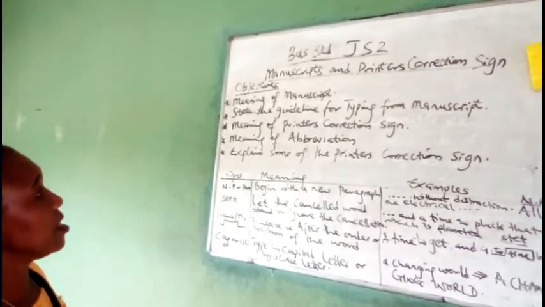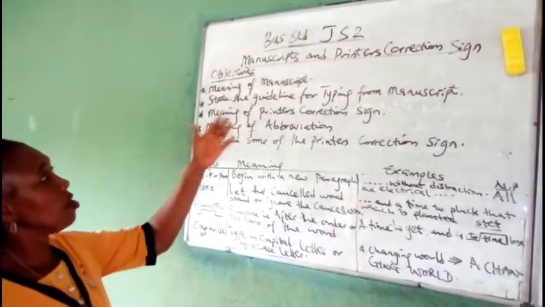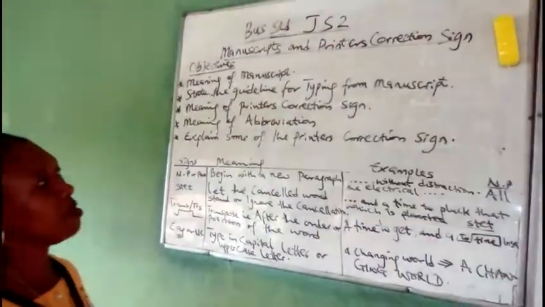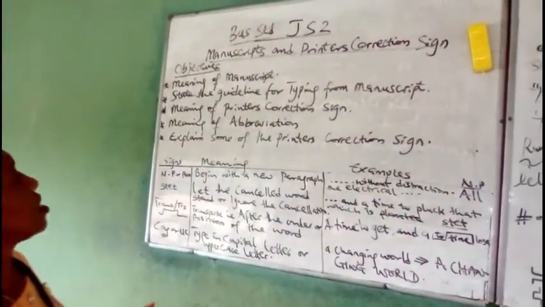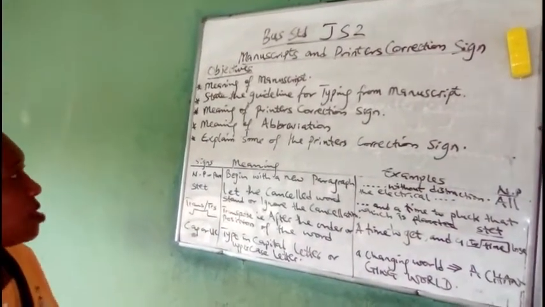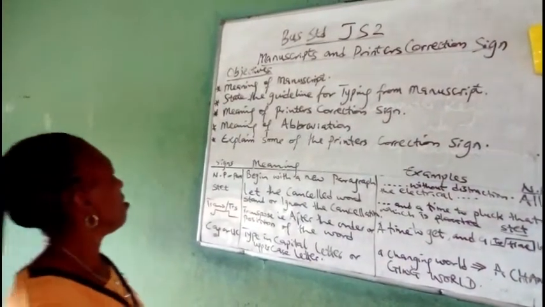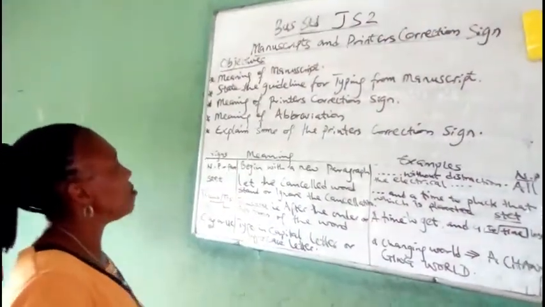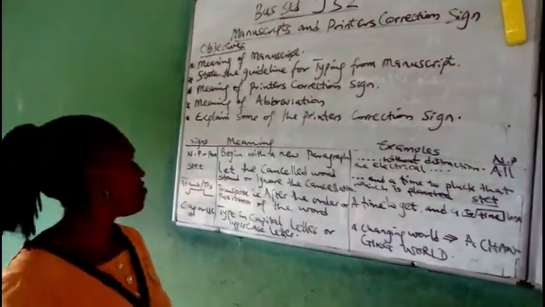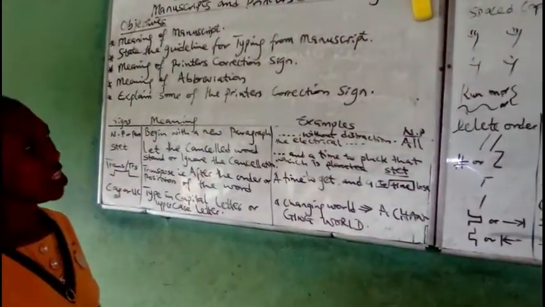By the end of this lesson, we'll be able to state the meaning of manuscript, state the guideline for typing from manuscript, then state the meaning of printers correction sign, and even list some of them and explain them. Then you have to explain the meaning of abbreviation and the types of abbreviation. So, let's start immediately.